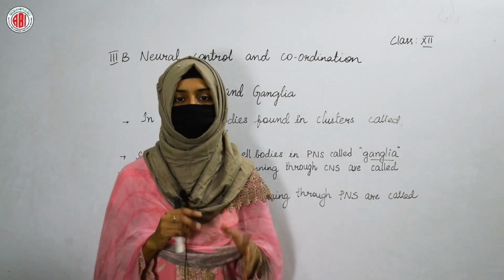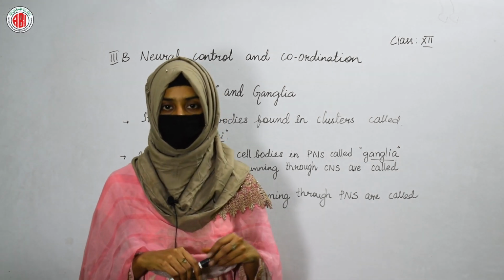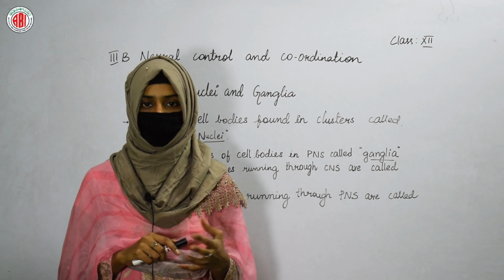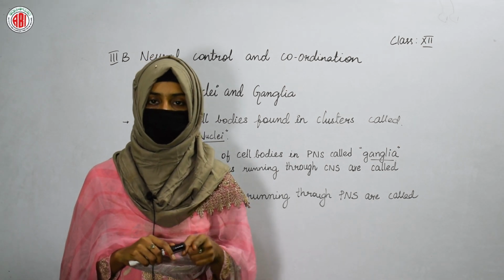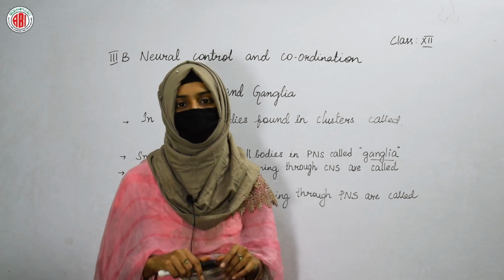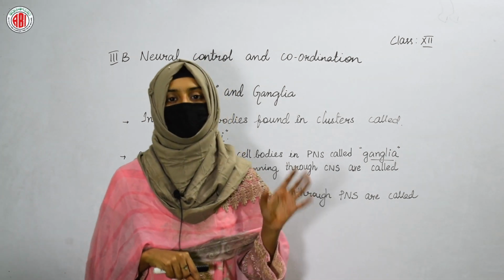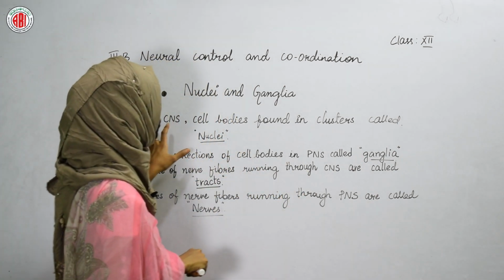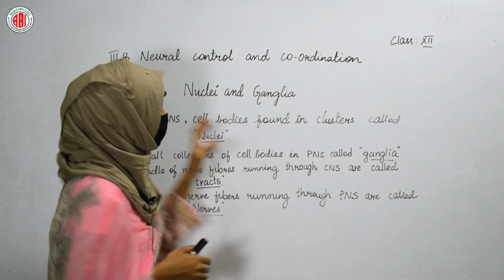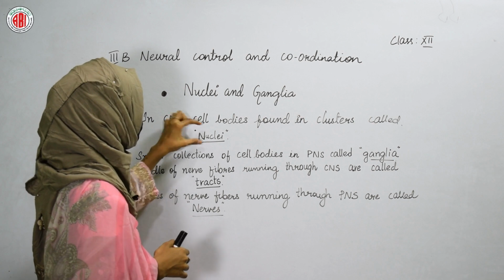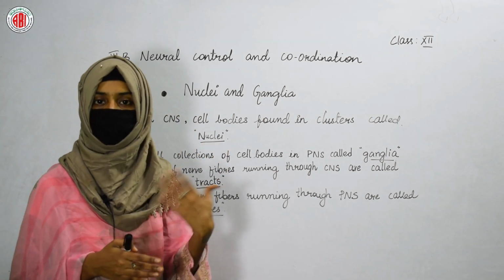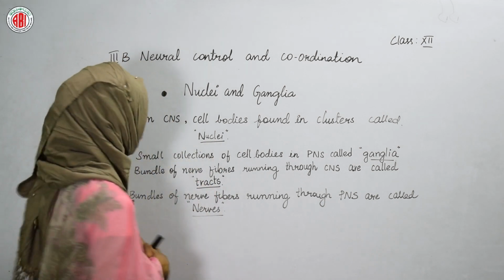Now let us see what different terms we can use to call the group of axons and the group of cell bodies in the central nervous system as well as in the peripheral nervous system. We know that the central nervous system consists of the brain as well as the spinal cord. When the cell bodies found in these two parts form a cluster, that means a group, that group of cell bodies can be termed nuclei. You need to remember all these terms so that you can understand later topics of our class.